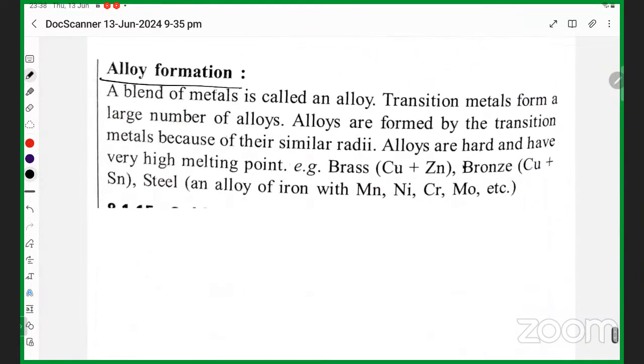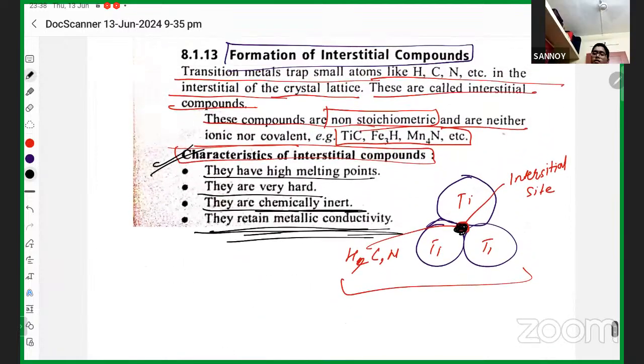Sir, show me the characteristics once again, sir. Characteristics. Mhm.